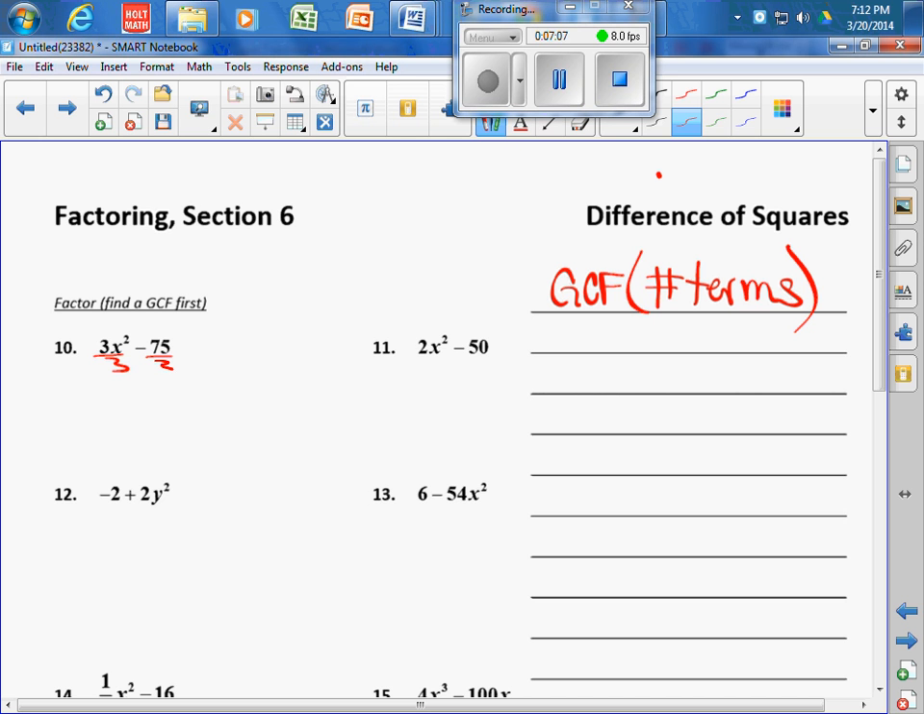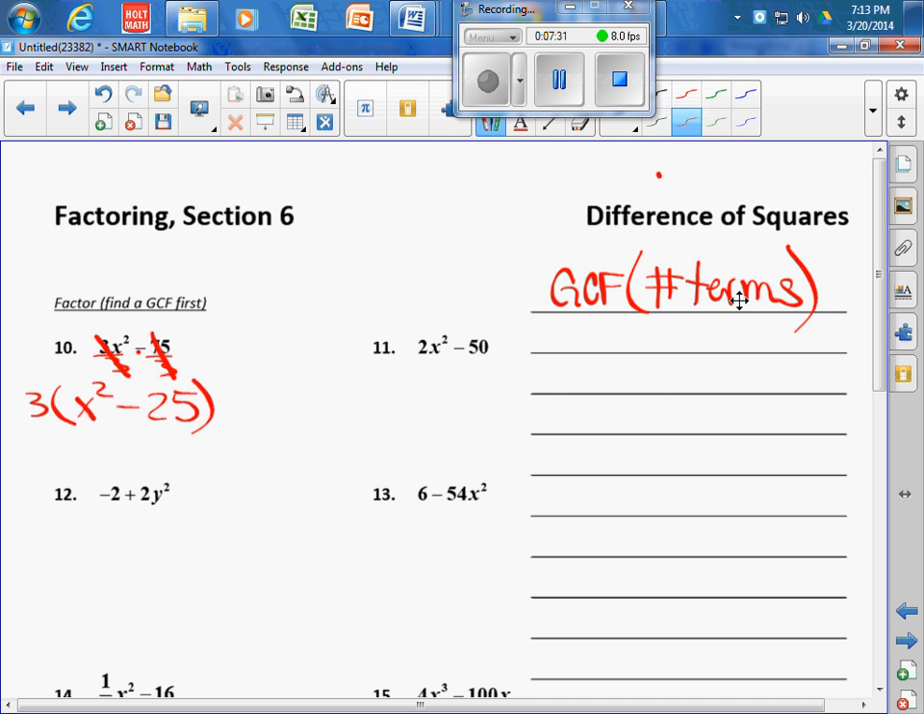Well, there's a 3 in common. Now, don't try to factor out the 3 and then give me two sets of parentheses. You're not going to go there. Why? Because when you factor a GCF, it's going to be the GCF and then divide out the 3. Well, the 3's cancel. You get x squared. Bring down the minus sign. 75 divided by 3 is 25.